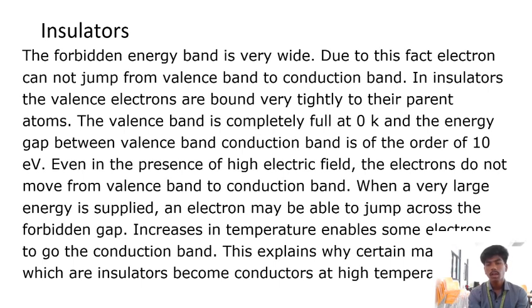When a very large energy is supplied, an electron may be able to jump across the forbidden gap. Increase in temperature enables some electrons to go to the conduction band. This explains why certain insulators become conductors at high temperature.